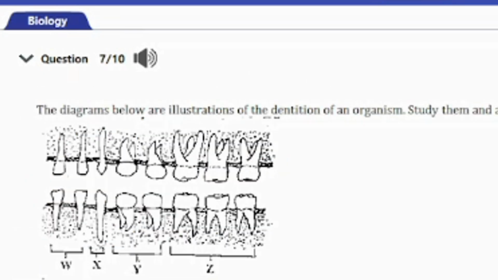That's question number 7. It says, the diagrams below illustrate the dentition of an organism. Study and answer the question below. The question says, the teeth which are absent in the young of the organism are labeled A, W, B, X, C, Y, D, Z. The answer to this question is option D, and that's Z. Let's go ahead and consider the next question.